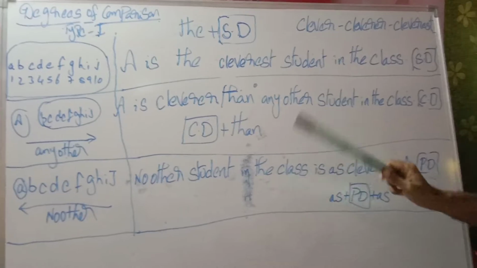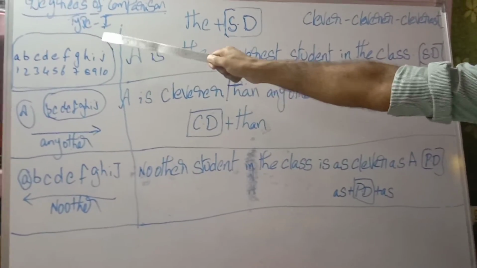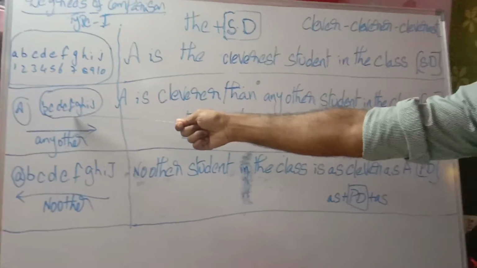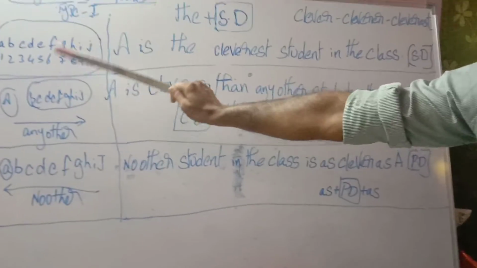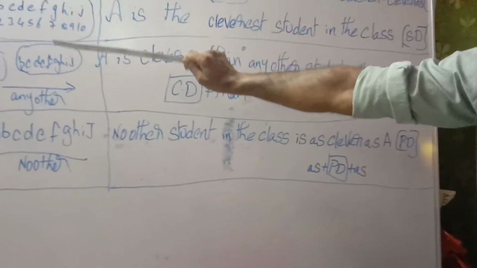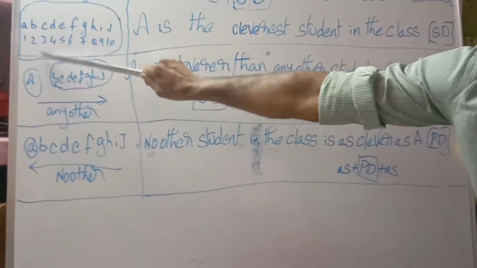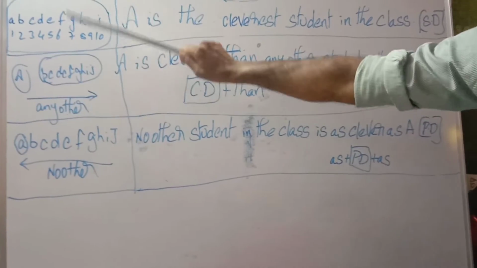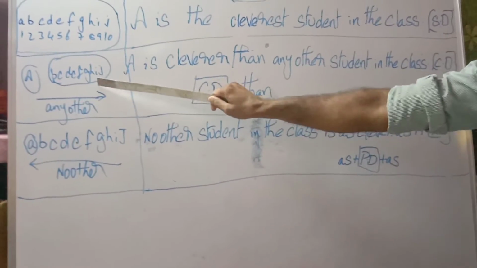Comparative degree: we are comparing. Take the same scenario. Now this is a comparison between two. A has to be compared with the remaining students. There are only 2 things to compare: A is one group and all the remaining are one group. In this group A is the only one. In this group all the remaining are there. And what is the item we are comparing? Ranks.